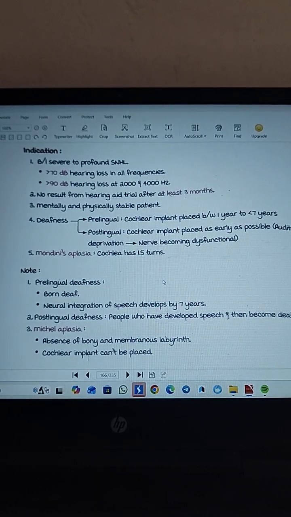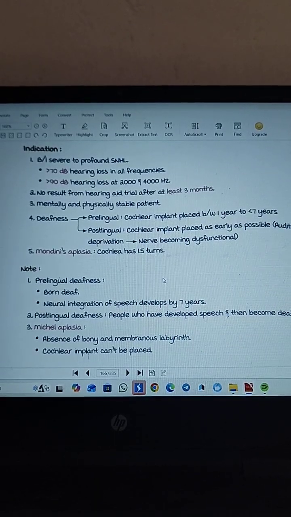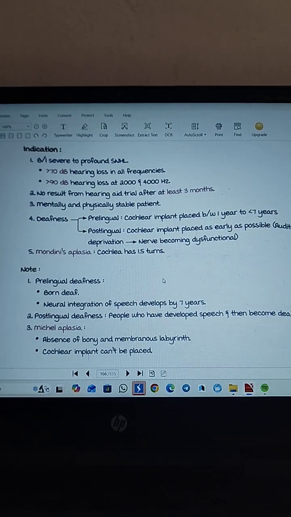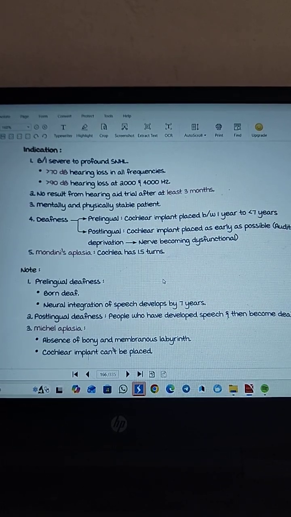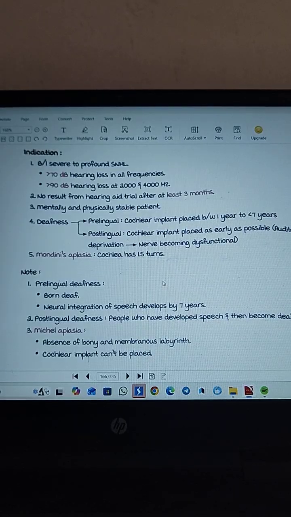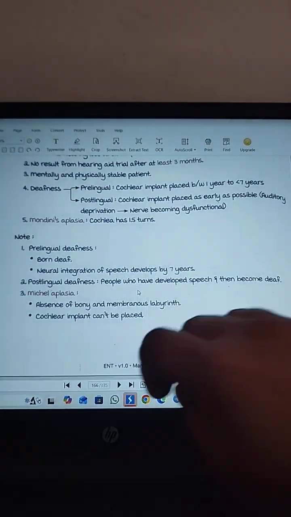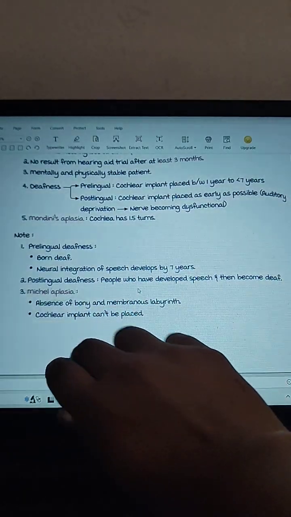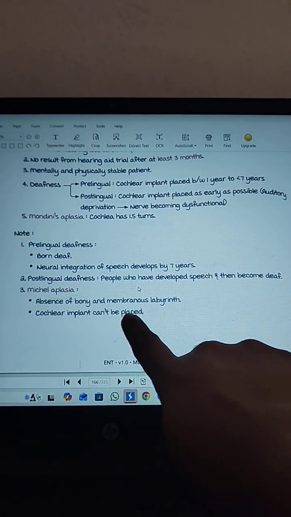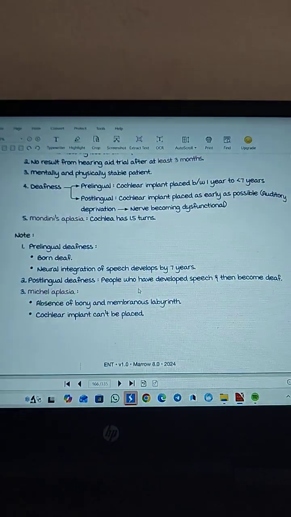And the fifth indication is Mondini aplasia. Mondini aplasia means the cochlea has only 1.5 turns, so here also cochlear implant should be done. There is another condition, Michel aplasia, and in this case the cochlear implant can't be used because both the bony and membranous labyrinth are absent.